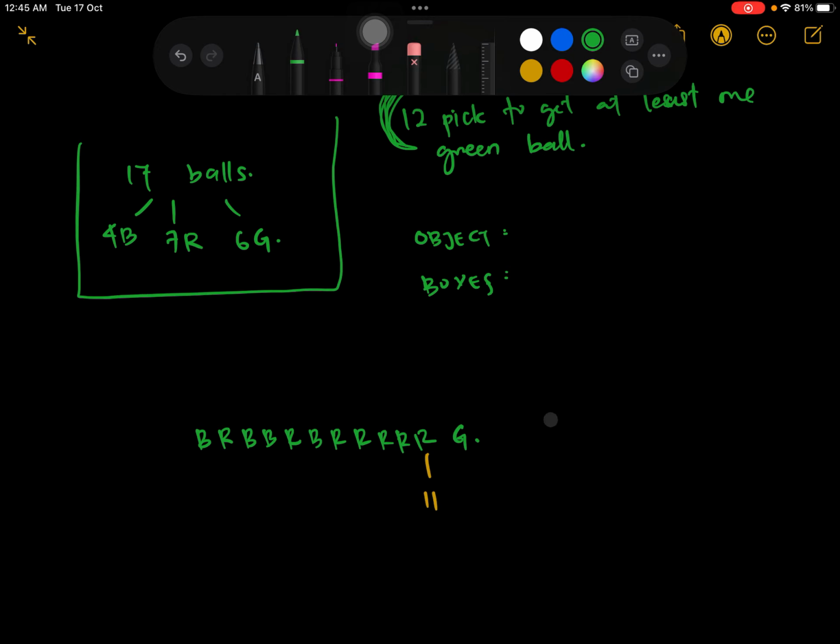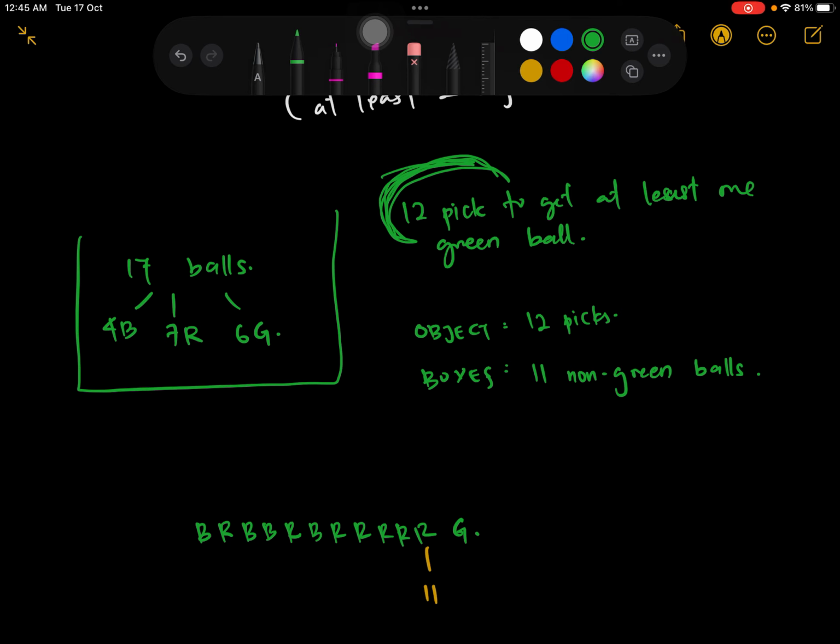So in this case, the boxes are 11 non-green balls. Okay, so the objects here are 12 pigeons, ataupun 12 bola yang kita pilih keluar. Okay tak tu? Alright, betul? Kan? So ini juga ada sedikit kaitan dengan the pigeonhole principle. Alright, so I hope you understand.